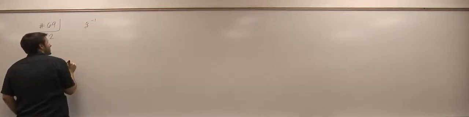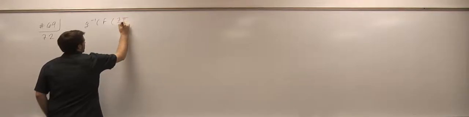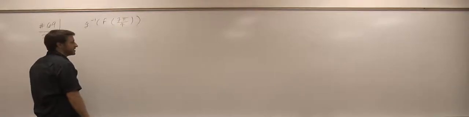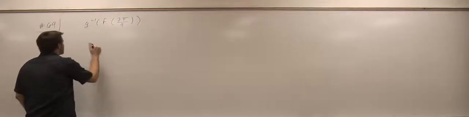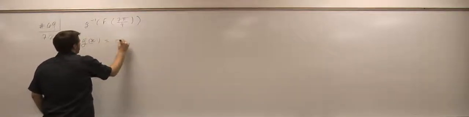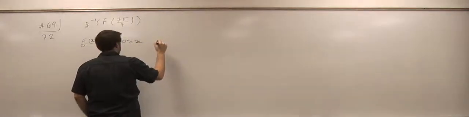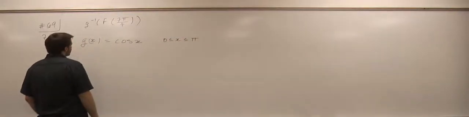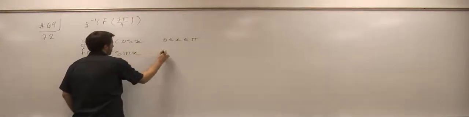G inverse, I guess. And then parentheses, F, parentheses, 7 pi over 4, parentheses. What's F and G? Does it tell you anything about F and G? It says that G of X equals cosine X, and the range of that is 0 less than or equal to X less than or equal to pi. Understood? And then F of X equals sine of X, and the range is the range of sine of X.